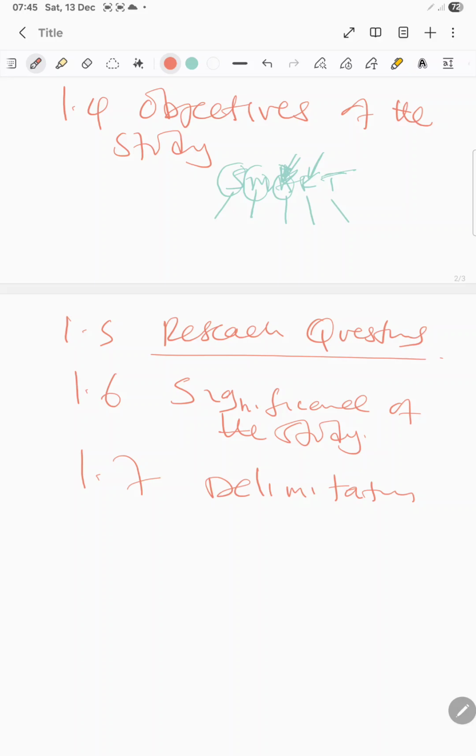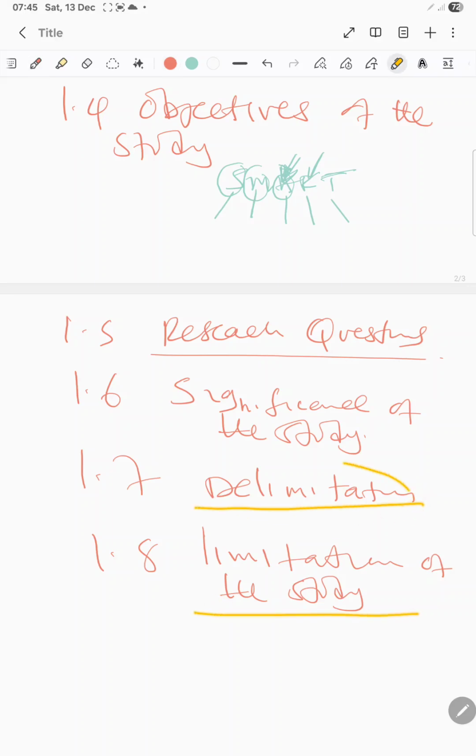On the other end, we have what we call the limitations of the study. Now, what are these limitations of the study? There's a difference between the limitation and the limitations. When we say the limitation, we are looking at the place where you're conducting the research from. And the limitations are the challenges that you are likely to face as you conduct your study.